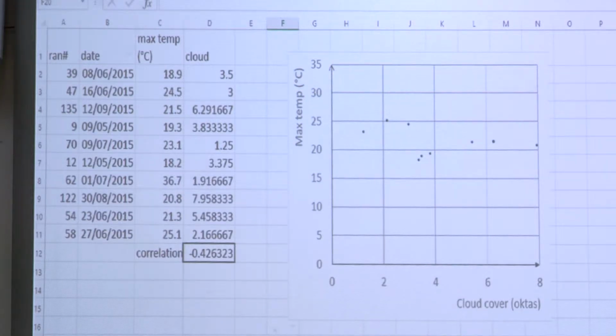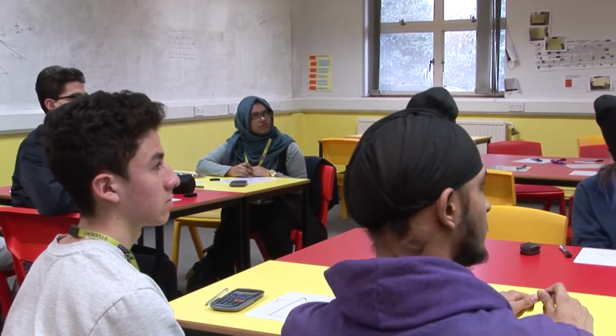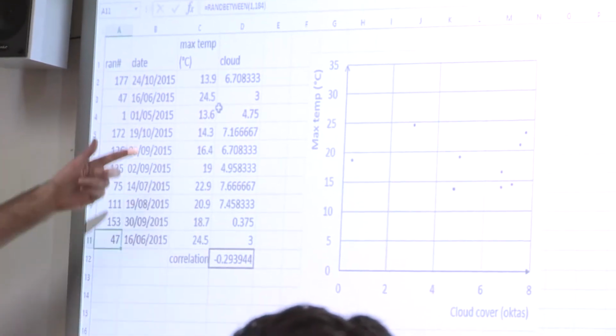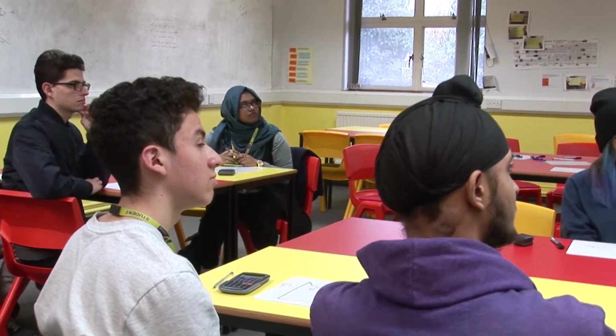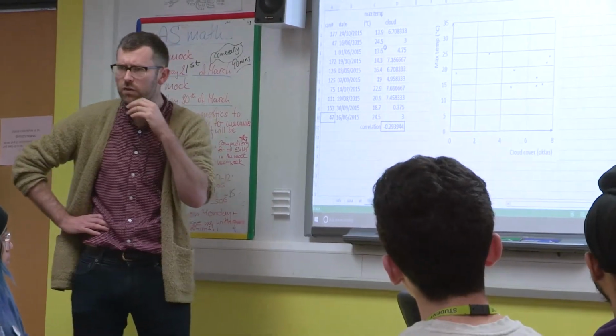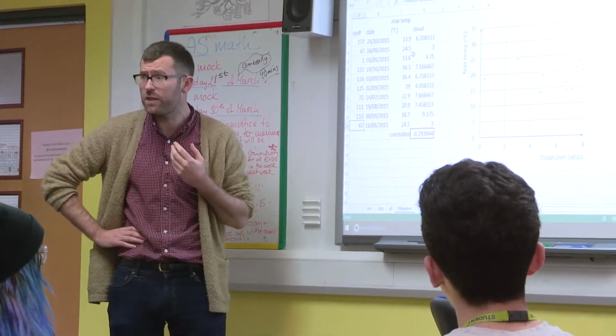We've taken a random sample of 10 days. And what we're doing just now is measuring the temperature here, and we're measuring cloud cover here. Does this look like what you thought you were going to see? Does it look like a negative correlation here? Yeah, but it's very weak. All right, okay, yeah, you've got a negative correlation, but it seems pretty weak.